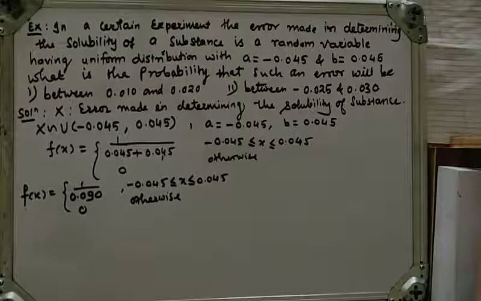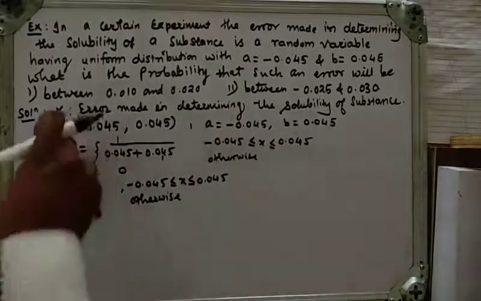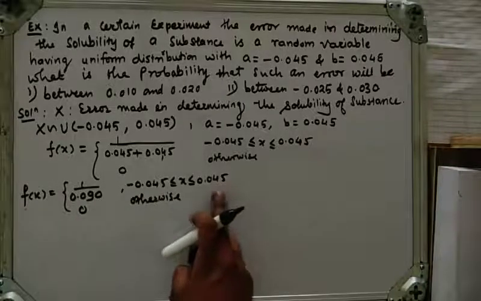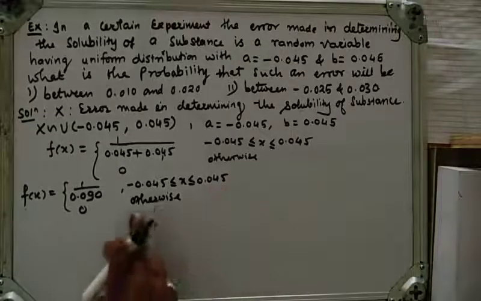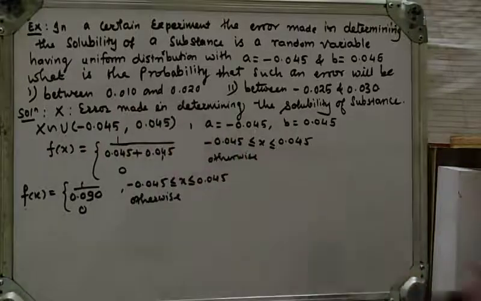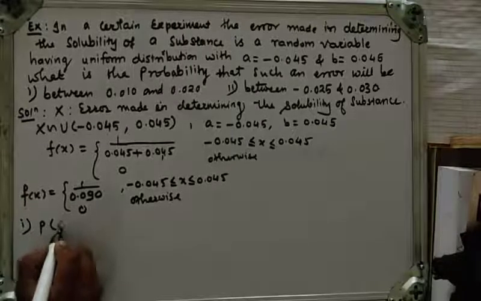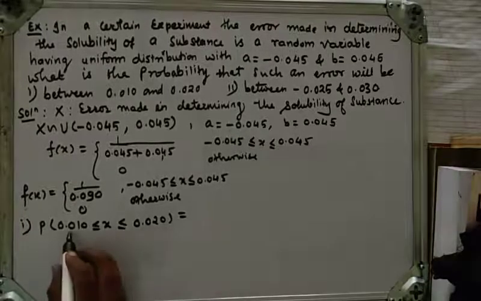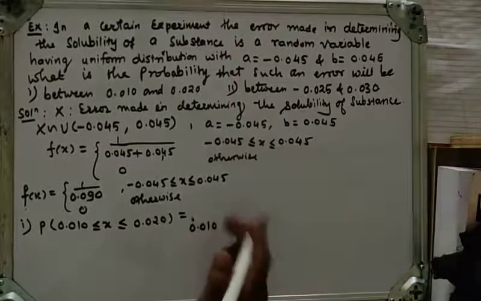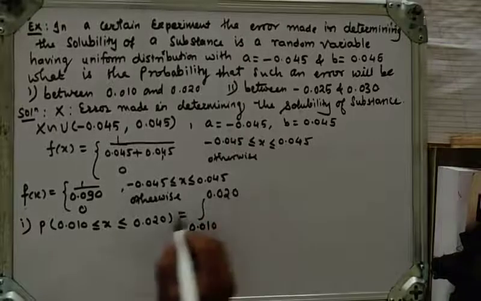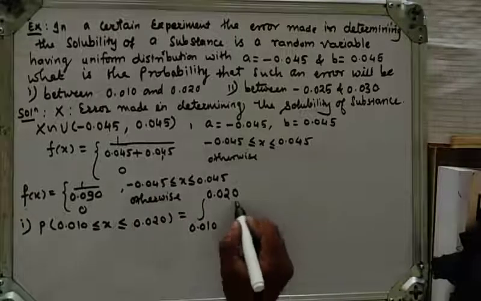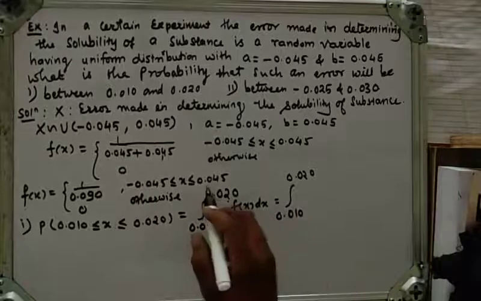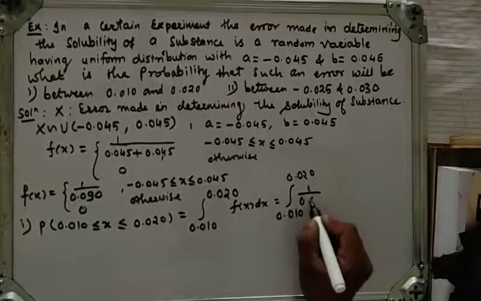Okay, now what do we have to determine? I will write here. Our function f of x is 1 upon 0.090 on the interval minus 0.045 less than or equal to x less than or equal to 0.045. Now we have to determine the probability between 0.010 and 0.020. So in the first case, probability of 0.010 less than or equal to x less than or equal to 0.020, which is the integration of f of x dx from lower limit 0.010 to upper limit 0.020 of the PDF, 1 upon 0.090 dx.